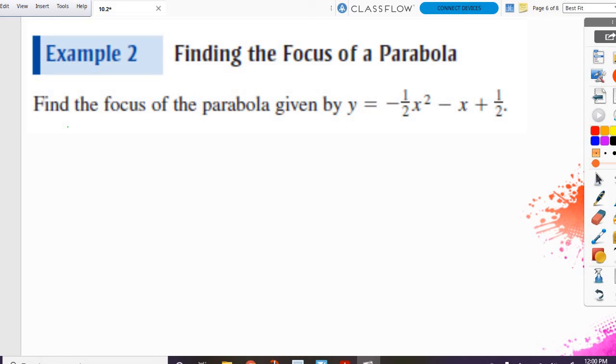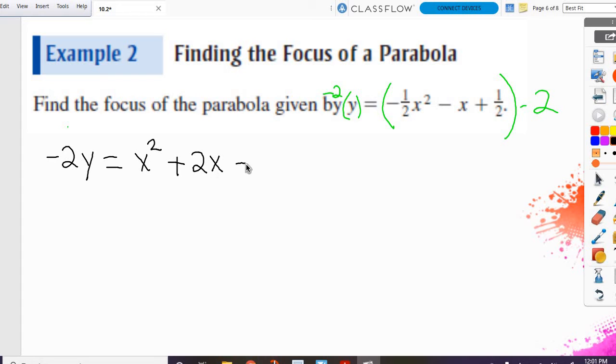So in this case, we could factor it out, but because I also have a 1/2 at the end, and both of these happen to be 2, I'm going to go ahead and multiply everything by negative 2. Am I allowed to do that? Yes, as long as I multiply the other side by negative 2 as well. And that's going to make my life a whole lot easier. So that's going to give me negative 2y equals x squared plus 2x minus 1.